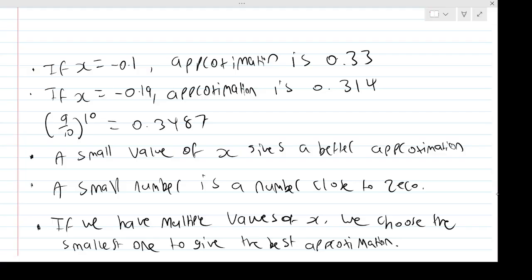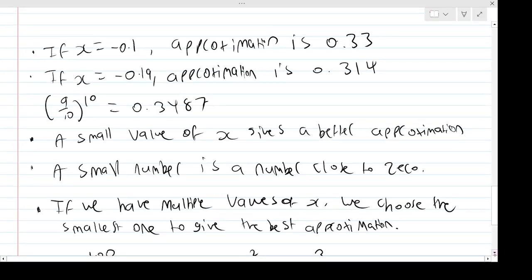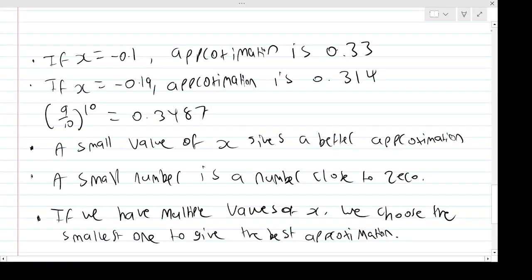I've seen an exam question like that before, which is why I brought that up. The exam question gave you two values of x, basically what we've just done, and asked which one would give the best approximation, and you have to pick the smaller one because it's a smaller number. Okay, so I thought to cover all the ground, to be as detailed as possible, to cover everything, because you never know.